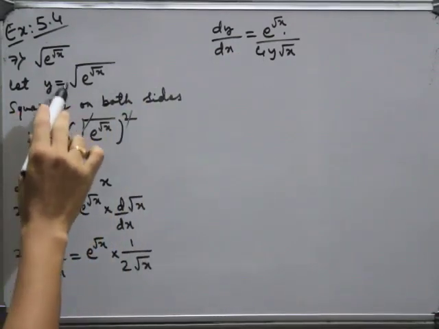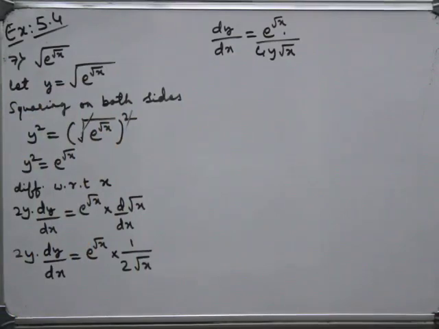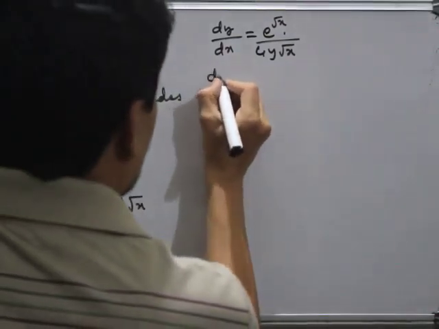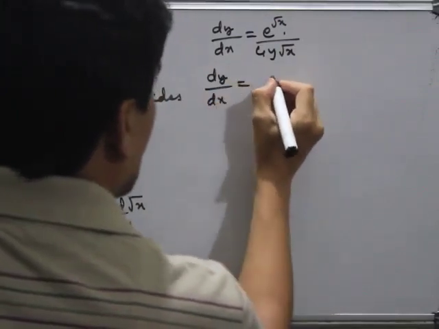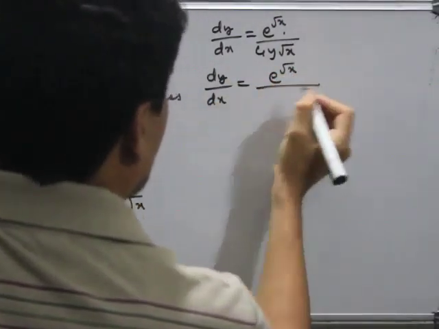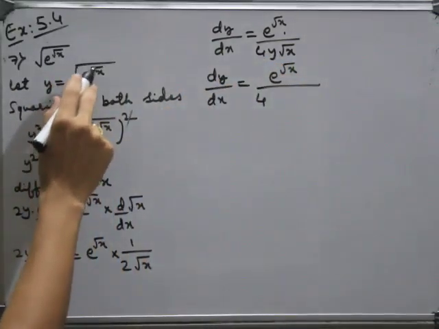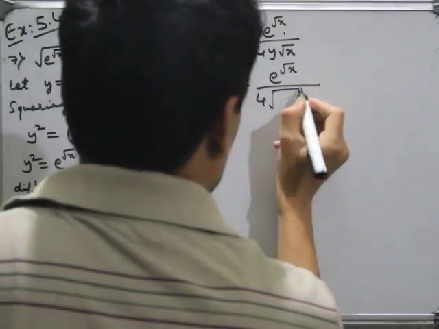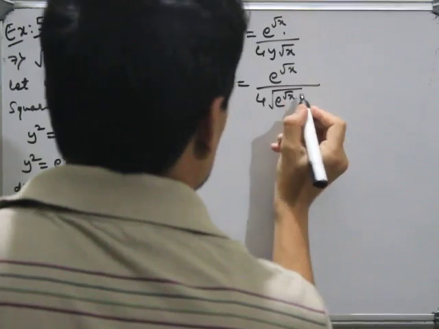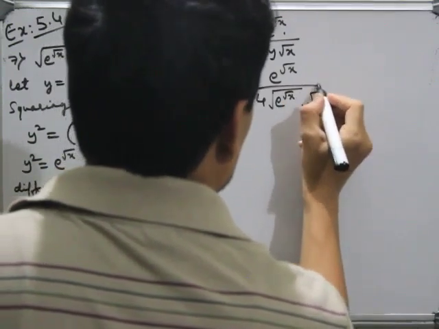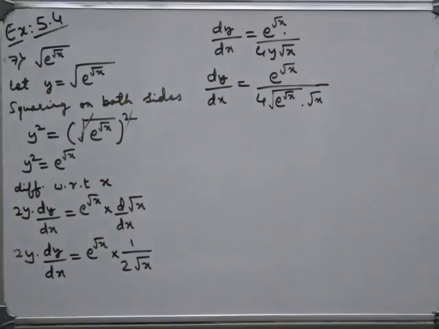So next step, substitute the value of y. What was y? Y is equal to root of e to the power of root x. Just substitute that value. So dy by dx is equal to e to the power of root x divided by 4 into root of e to the power of root x into root x. I think this is your final answer. We cannot simplify this further.